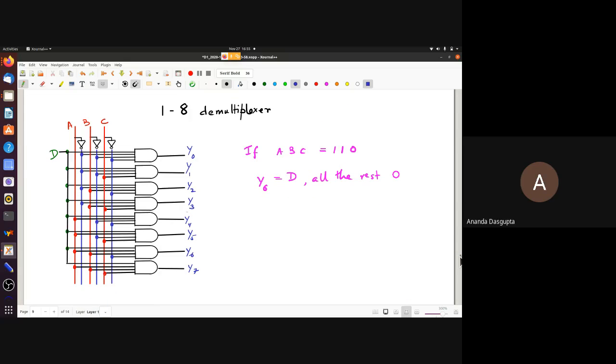So these are 2 very important circuits which I'm going to end with. And you will soon see why they are very important. The demultiplexer essentially works this way.